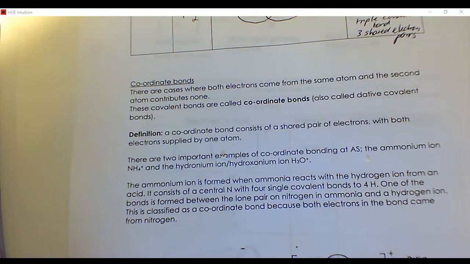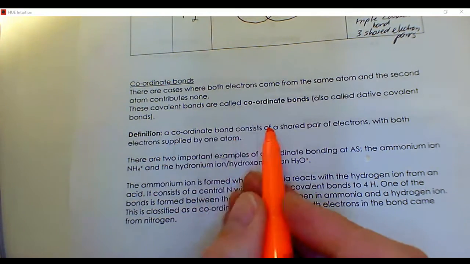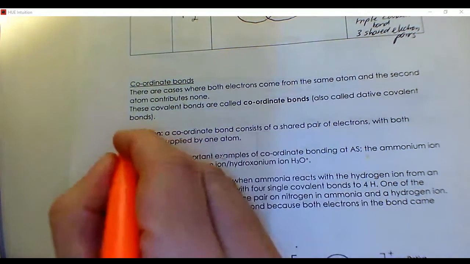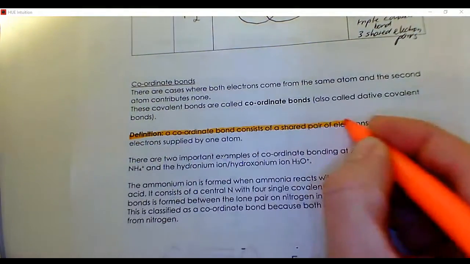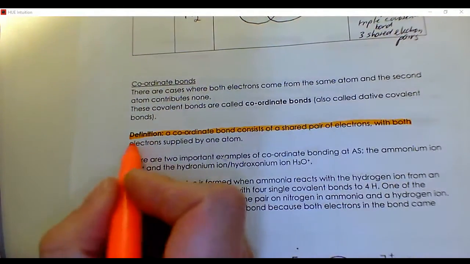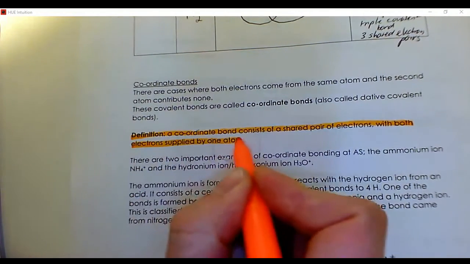Normally each atom in the bond puts in equal numbers of electrons, but sometimes one atom will put in 2 to form the covalent bond, using both electrons of its lone pair, and the other atom won't contribute any. So this is a particular type of covalent bond that's identified as a coordinate bond. If you look at the definition, it's a shared pair of electrons, same as a covalent bond, which it is, but the only difference is both electrons are supplied by one atom.